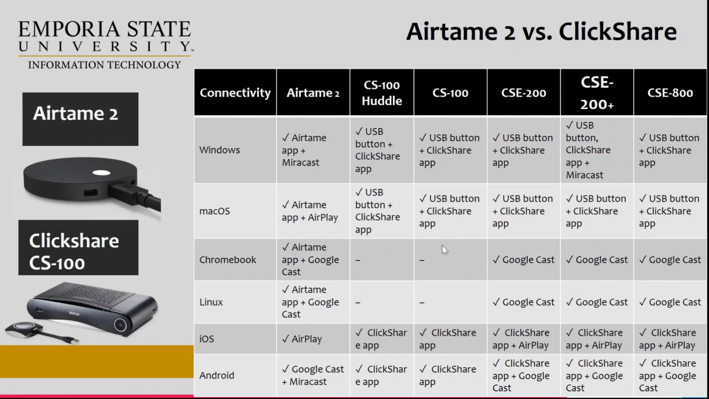The next slide here shows when we compared our Airtame 2 versus the ClickShare models as far as the connectivity across different operating systems. You'll see those operating systems we talked about earlier being Windows, Mac OS, Chromebooks, Linux, iOS, and Android. The Airtame 2 essentially has the ability to use an app that they produce or to use built-in cast functionality of the different devices.